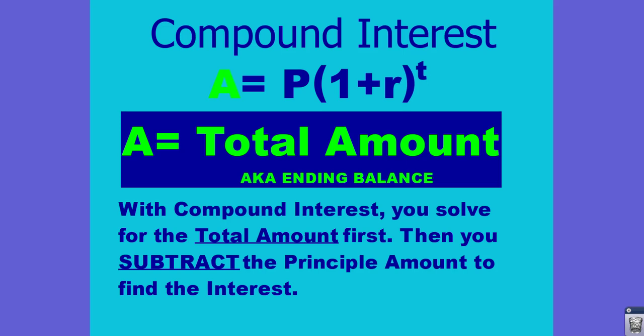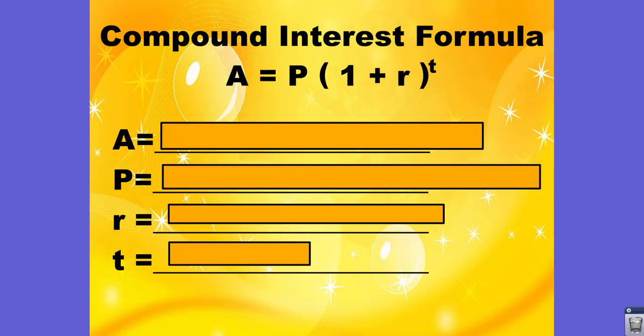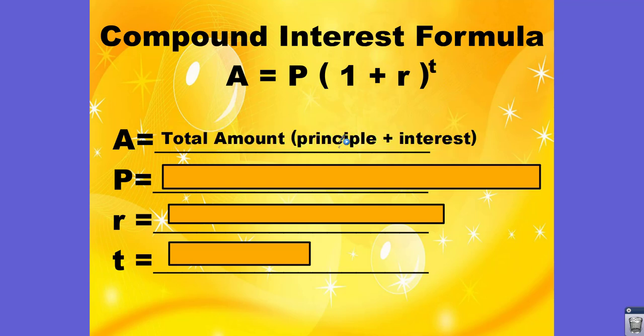Compound interest is A is equal to P times 1 plus the rate raised to a term amount. Okay? So with compound interest, you solve for the total amount first. Then you subtract the principal amount in order to find the interest, sorry. Okay, so compound interest, here's our formula. So we've got A equals, well, the A is the total amount, principal plus interest.